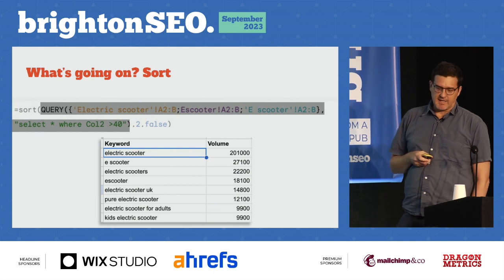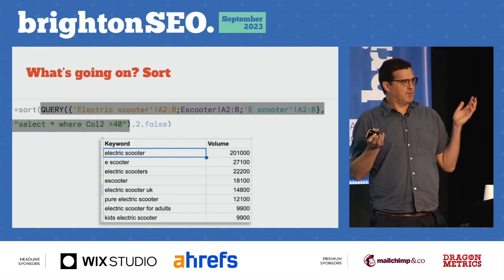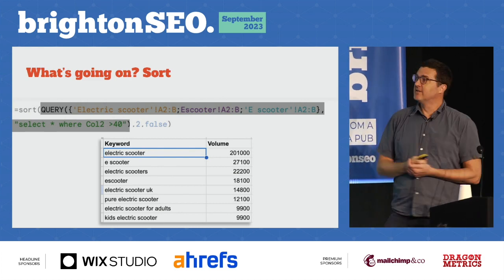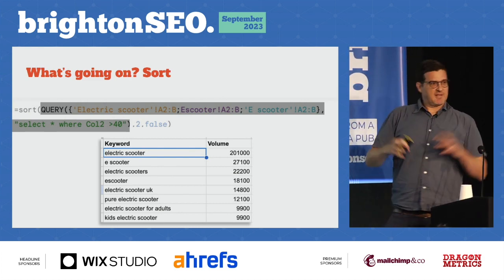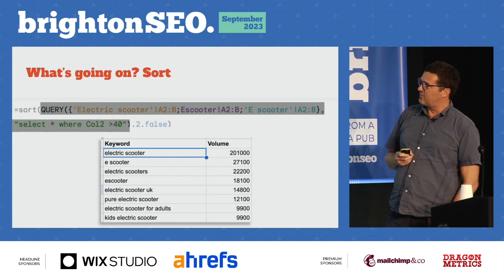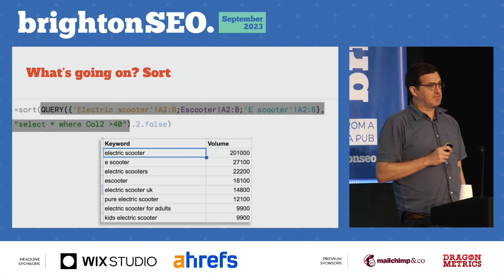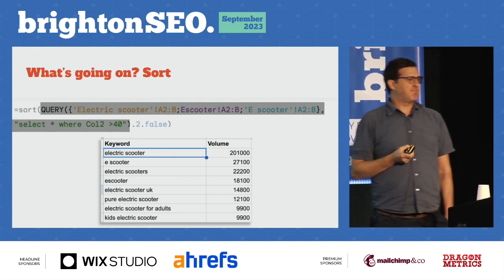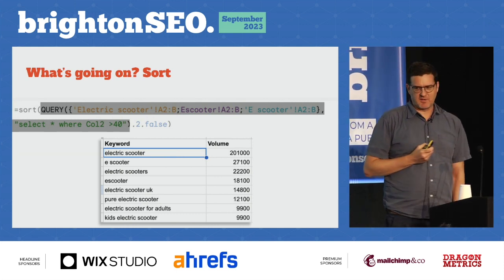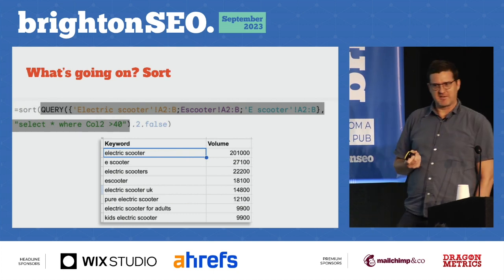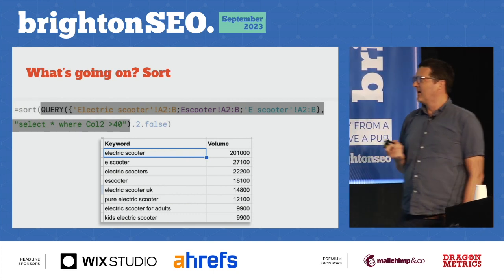And then I've wrapped that whole thing in a sort. And sort is the Google function that says put things in order. So it says sort everything you're about to pull in, and then put it in order. And then the 2 there means sort it by column 2, so that's the search volume, and false on the end means put it in descending order. I have no idea why. True is ascending, false is descending. I don't make the rules, I just follow them.